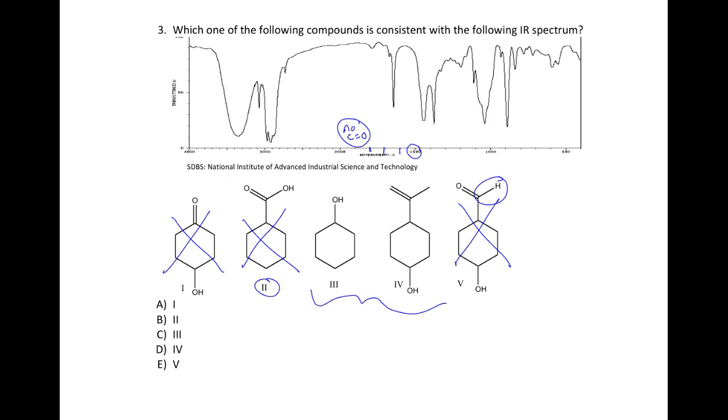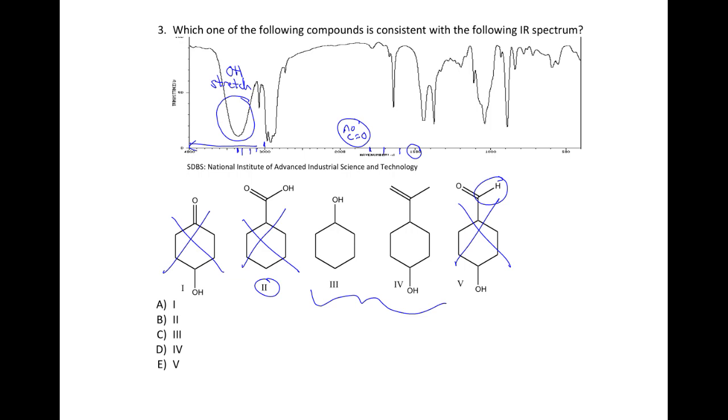And if you look above 3,000 reciprocal centimeters, you can see there's a big broad stretch here, and you see that's around 3350. So this is an OH stretch. So that comes from an alcohol. So that big broad stretch, very strong stretching around 3350. So again, if we go back to our 2 remaining choices, you can see that they both have the hydroxyl, so they should both have that signal.